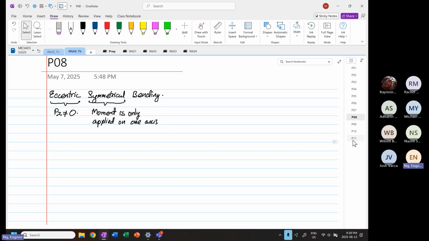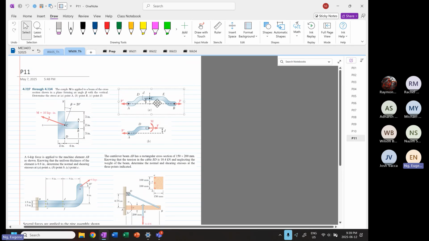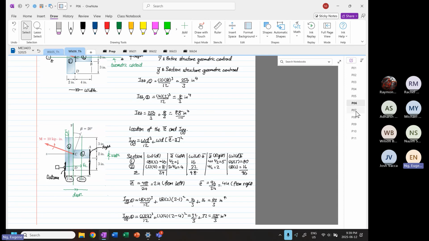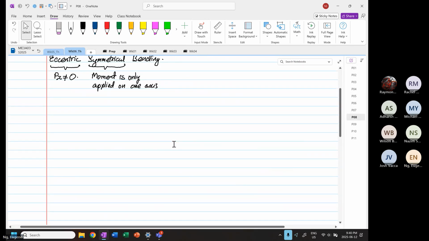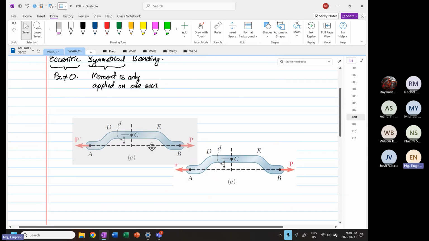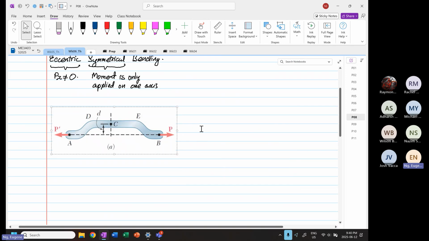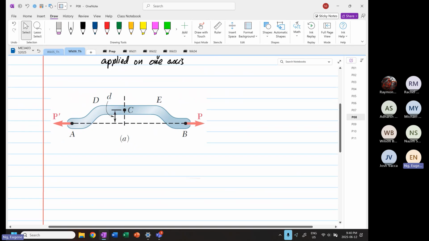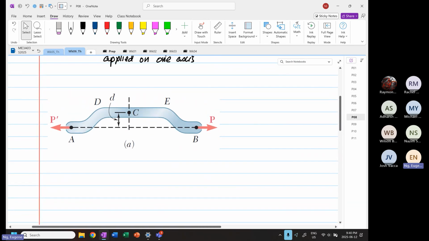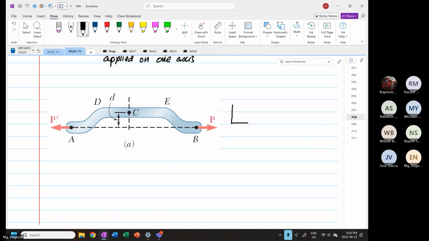Okay, so now let's look at a condition. Okay, so this is a very typical condition of unsymmetrical bending. Okay, so you have a structure like this, right? So I'm going to call this structure, this is my X. This is my Y. Over here, this is rotation about Z.